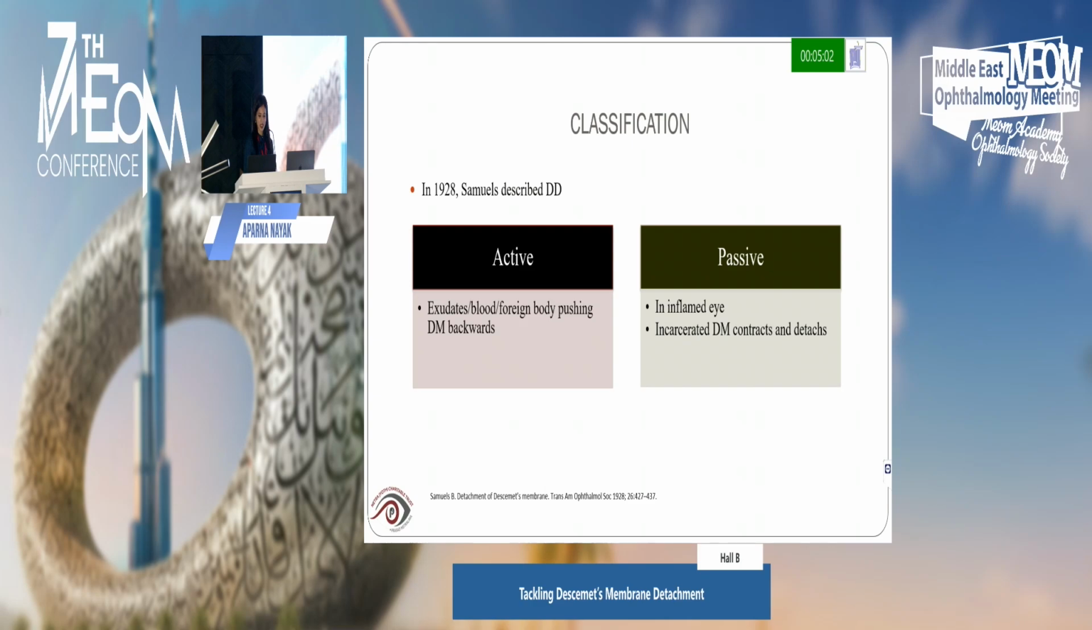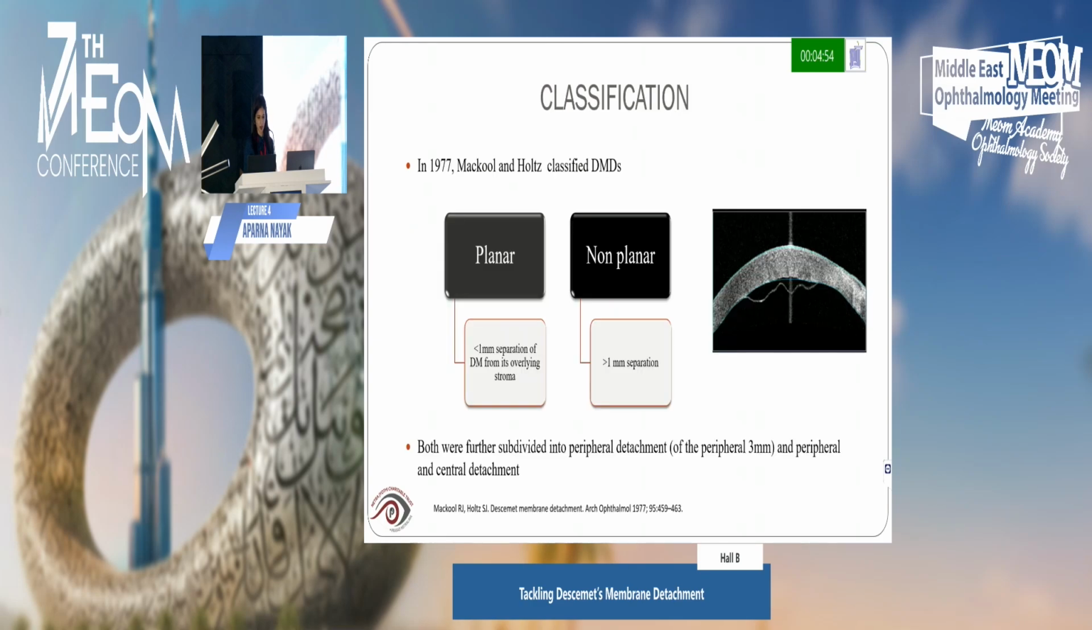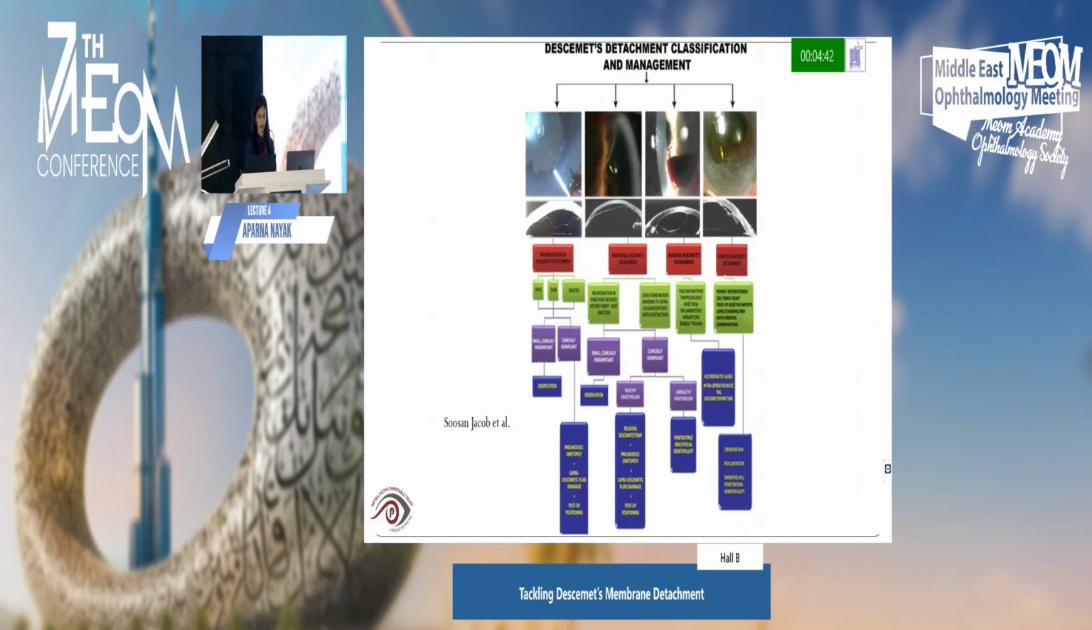There are multiple classifications of DMD. Let me just brief in short. One of the initial classifications was by Samuels. He divided it into active and passive. Another classification was by McCool and Halls. It divided it into planar and non-planar, where planar is less than 1 millimeter separation of the DM from the stroma and non-planar is more than 1 millimeter.